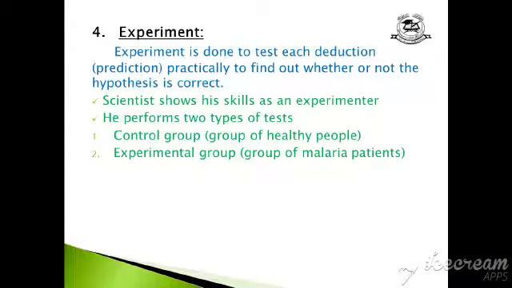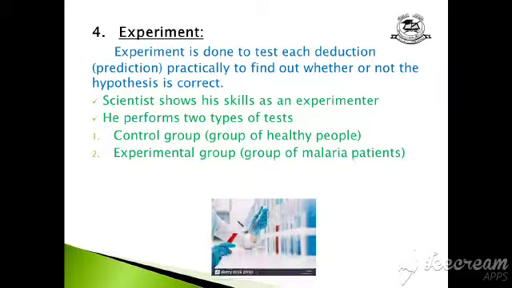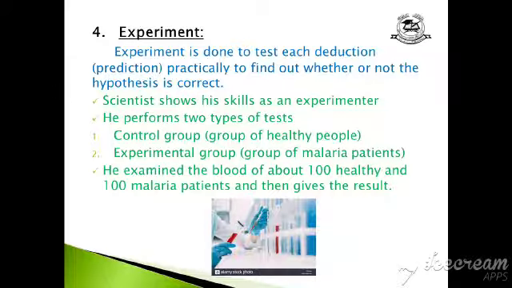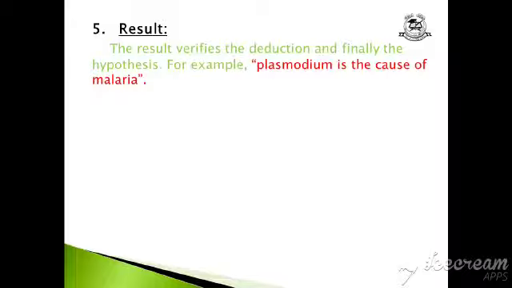If plasmodium is the cause of malaria, what should all malaria patients have in their blood? Plasmodium. So what did they do? They tested the control group and experimental group both. He examined the blood of about 100 healthy people and 100 malaria patients and then gave out the result. The result verifies the deduction and finally the hypothesis. For example, plasmodium is the cause of malaria. This will be the result.